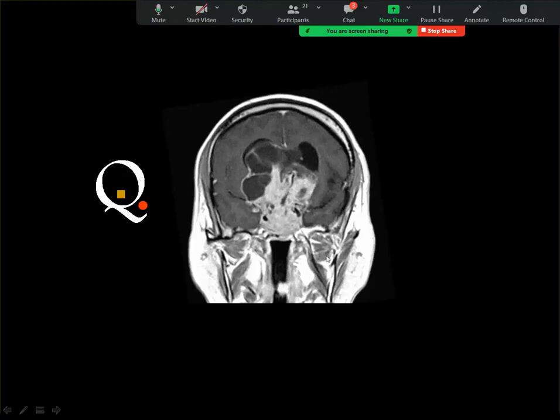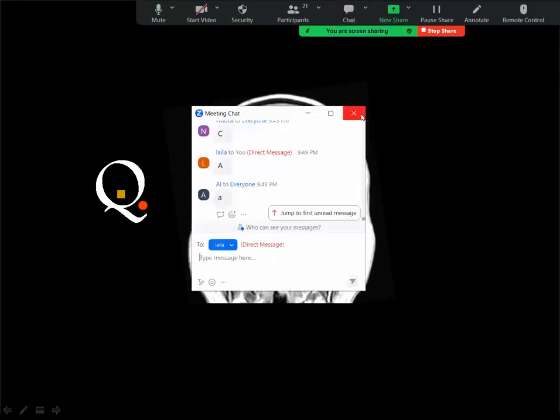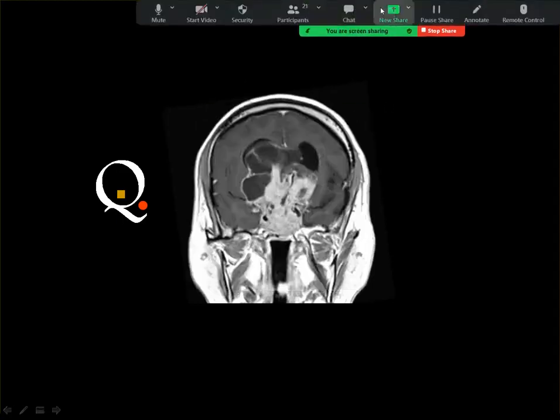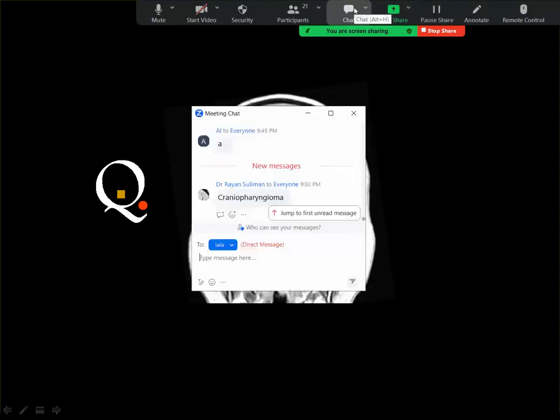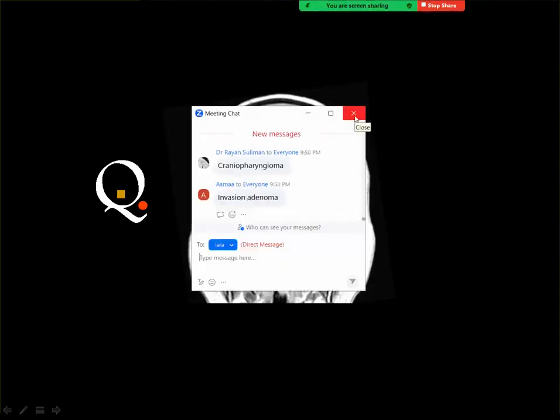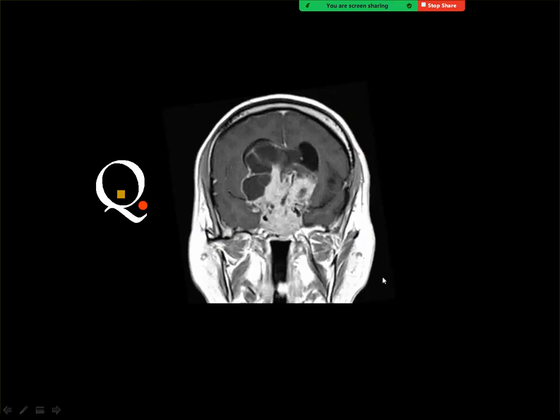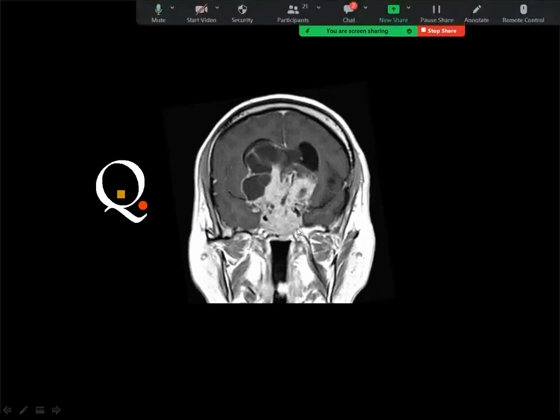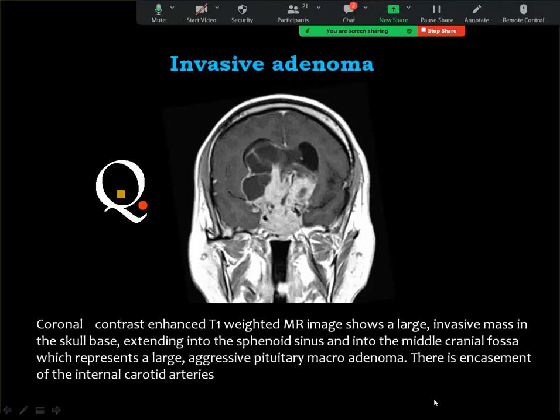Coronal MRI T1 with contrast. No, this is not invasive. Yes, and this is invasive pituitary adenoma. The craniopharyngioma is a lesion occurring in the suprasellar area. But if you see a mass arising inside the sella, then extended in the suprasellar area, you know that this is pituitary adenoma. And if this adenoma has invaded the sphenoid sinus, then you call it invasive pituitary adenoma.